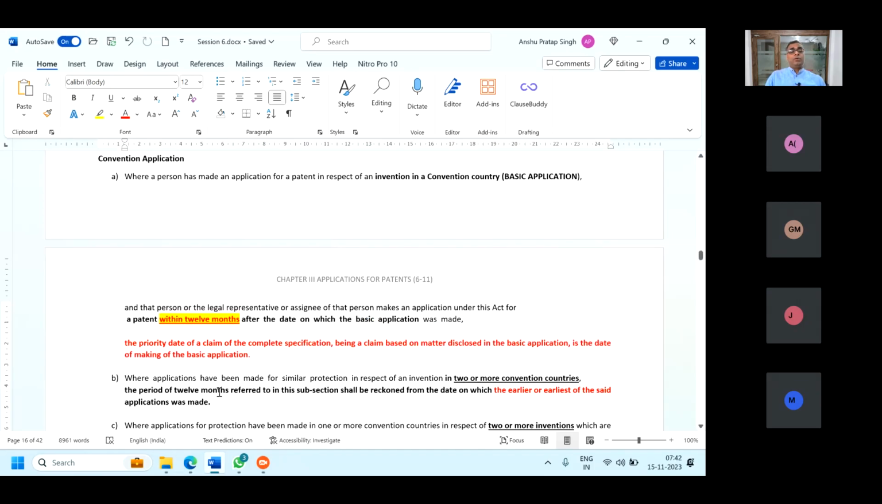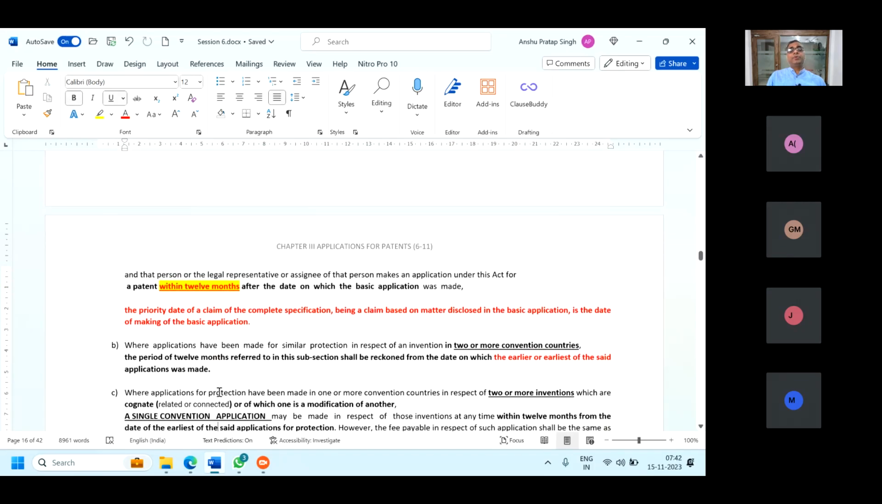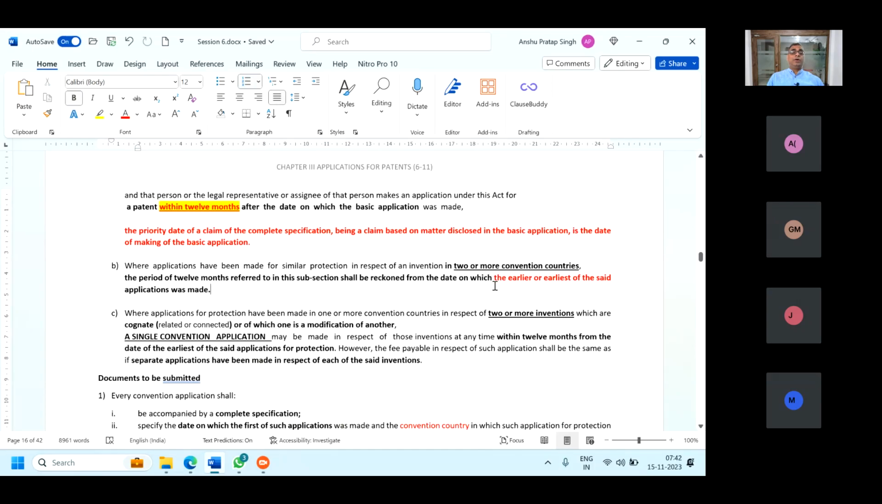Okay. Now, where applications have been made for similar protection in respect of an invention, there can be a situation that you have filed in US, you have also filed in Europe, in Germany or France or UK, and then you have come to file in India. Then how will I calculate? I will calculate from the earliest application. If you filed first in Germany and then you filed in US and UK, then I will take my 12 months calculation from the first filed application, that was in Germany.